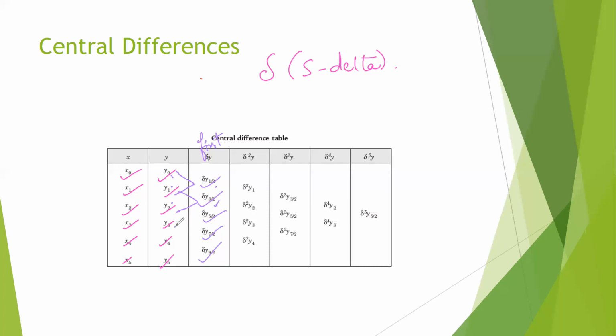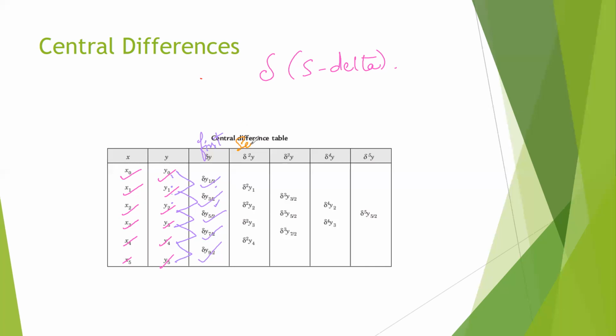Similarly, y3 minus y2 is nothing but S delta y 5 by 2. Next, the difference between y4 and y3 is S delta y 7 by 2. The difference between y5 and y4 is S delta y 9 by 2. So like this, we need to find the first central differences.